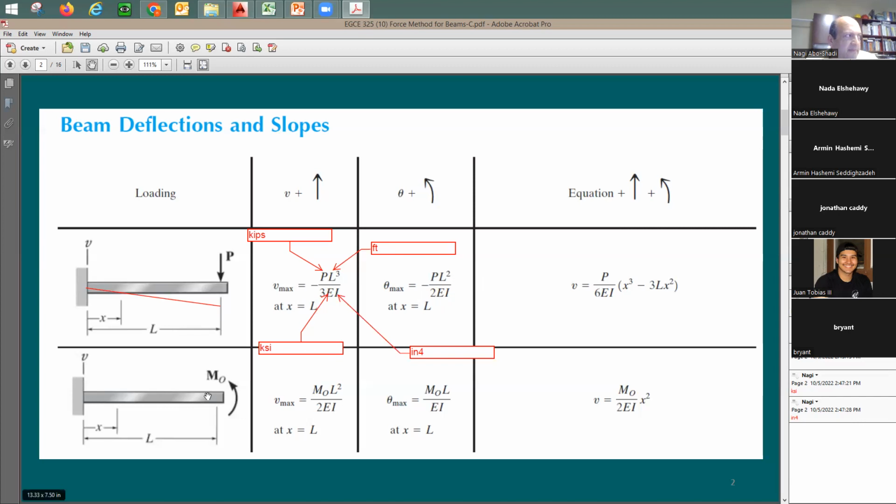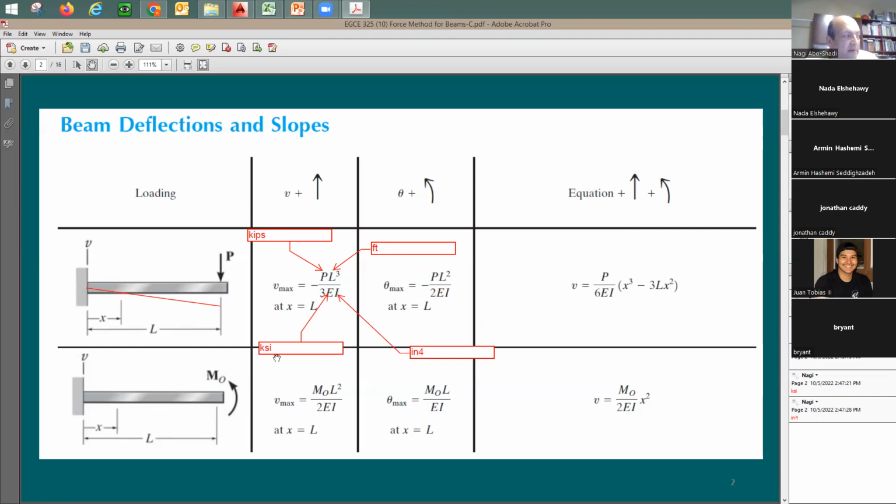Another example here: I have a cantilever beam with a concentrated moment. It says the deflection at this end is going to be going up, because this moment is bending it up. It's going to be doing this. And the deflection here is equal to M0 L squared divided by 2EI. Again, be careful with units.